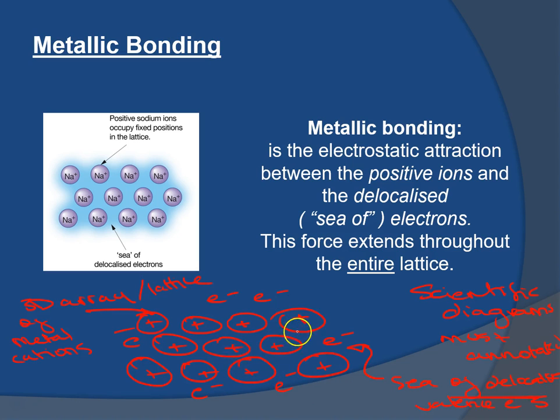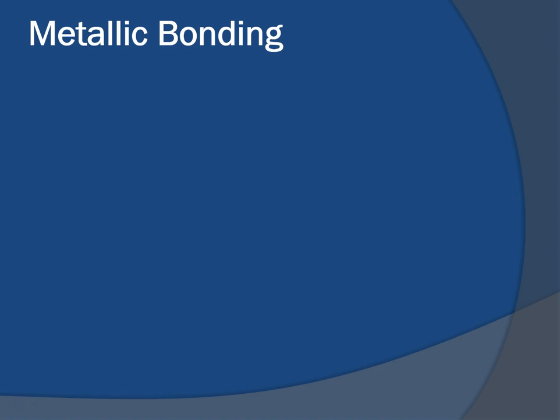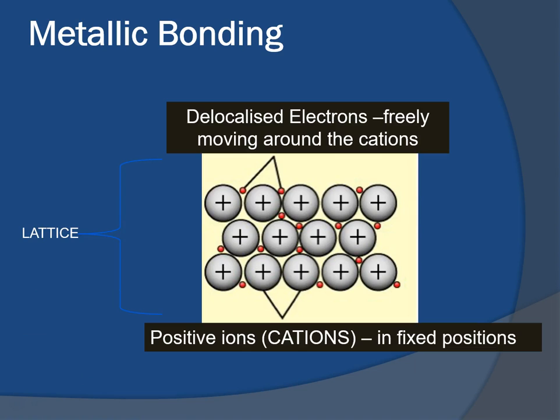This means that the force of attraction, that electrostatic attraction, extends in all directions and stabilizes our lattice. Okay, so this is the diagram again, remembering that the positive ions are called cations and they're in fixed positions. So they just vibrate in space, but the electrons move around the cations, zipping in and out, making sure that those cations don't have positive to positive interactions. So they're constantly surrounded in a little cloud of negative charge.